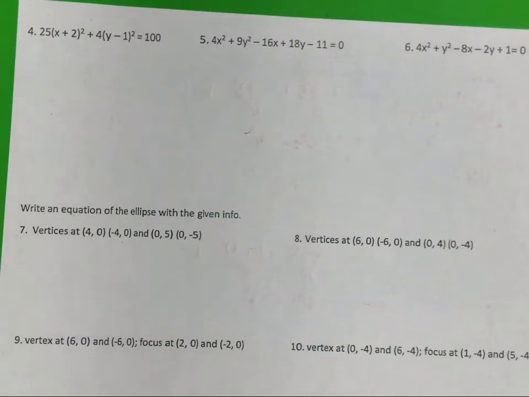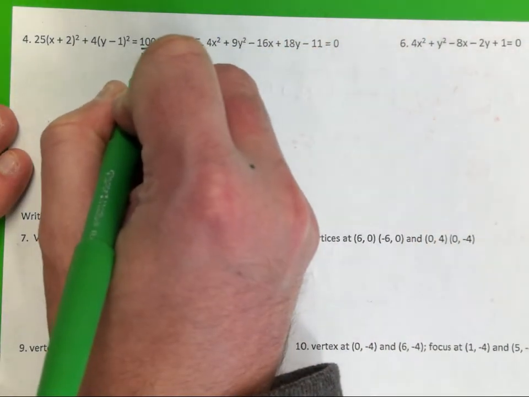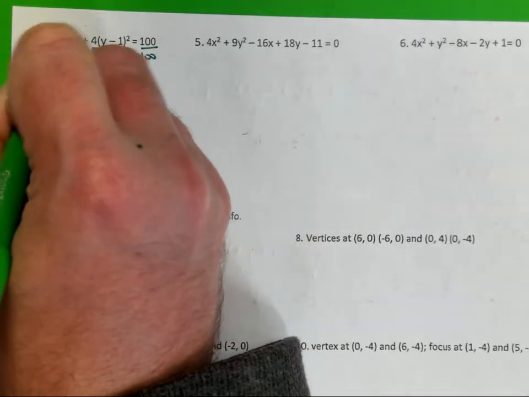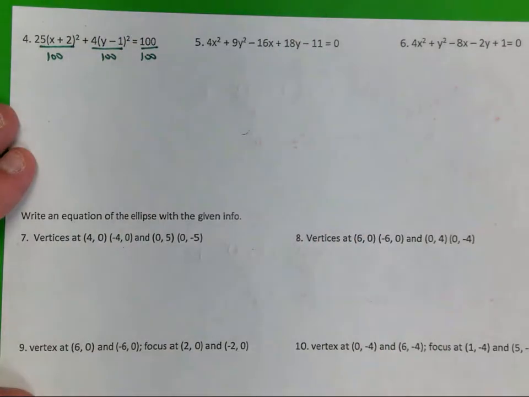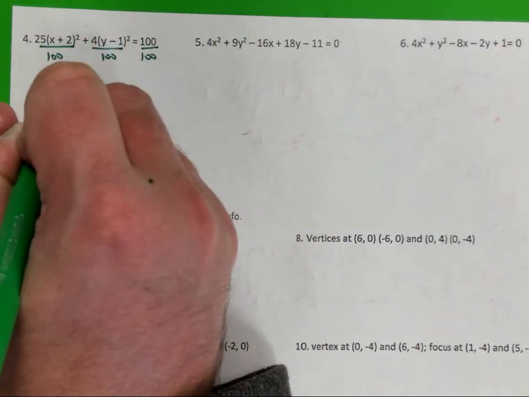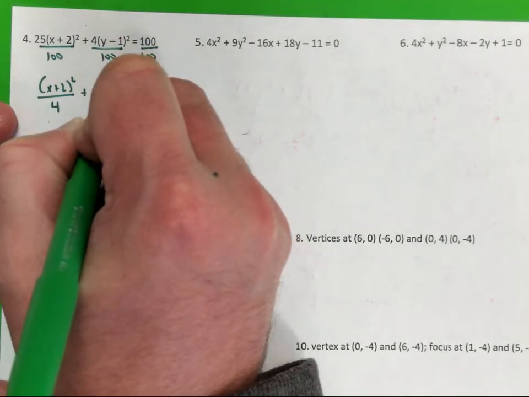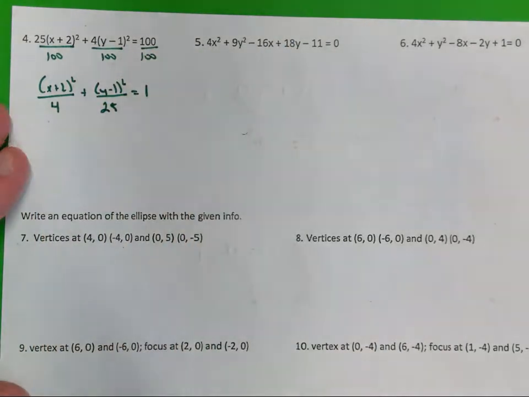Number 4. What's wrong with 4? It's not equal to 1. Now, how did we say we're going to do that? Divide everything by what? 100. When I do that, can I reduce the 25 over 100? Yes, what would that become? (x plus 2) squared over 4 plus (y minus 1) squared over 25 equals 1. Because you're reducing 400s to 1. And once I do that, I'm going, hey, I can work with that.